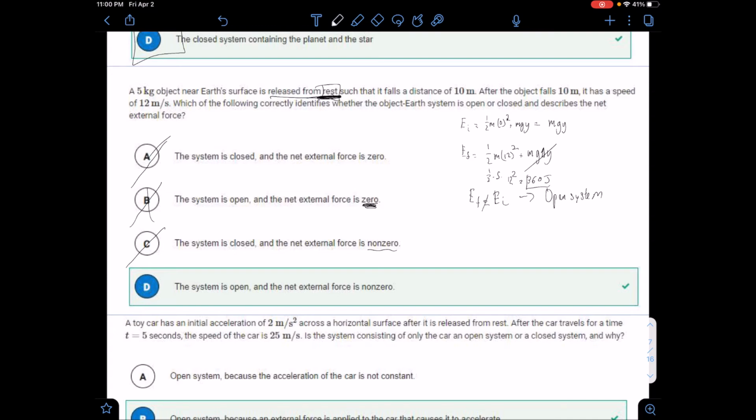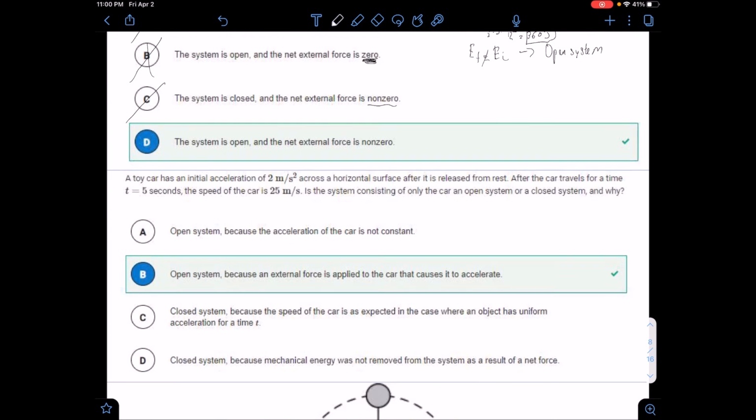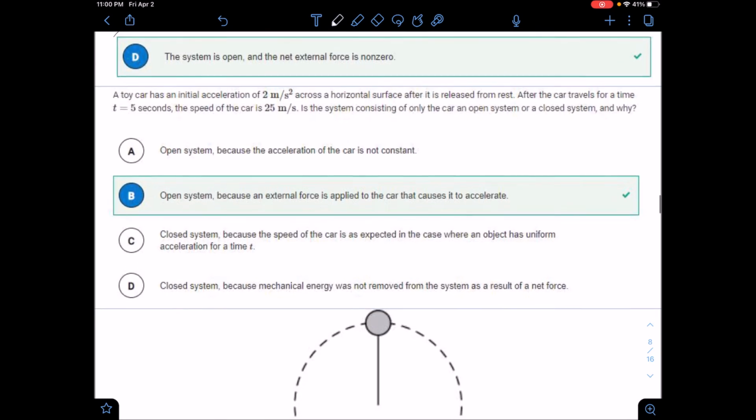All right, and so that is not equal to the initial, since we know the mass and we know the displacement. We could do 5 times 10 times 10, which would get us 500 joules, and 500 joules is not equal to 360. Sorry, I completely forgot to include the mass there, but it's okay, I caught it.